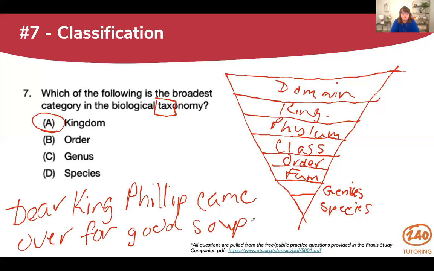All right, so if you can remember the sentence, dear King Philip came over for good soup. Domain, kingdom, just look at those first letters. Domain, kingdom, phylum, class, order, family, genus, species. So there's your little mnemonic that will help you remember the classification system and the order that they go in. Just remember, it's that upside down triangle. So the largest one is domain. Dear King Philip came over for good soup. All right.